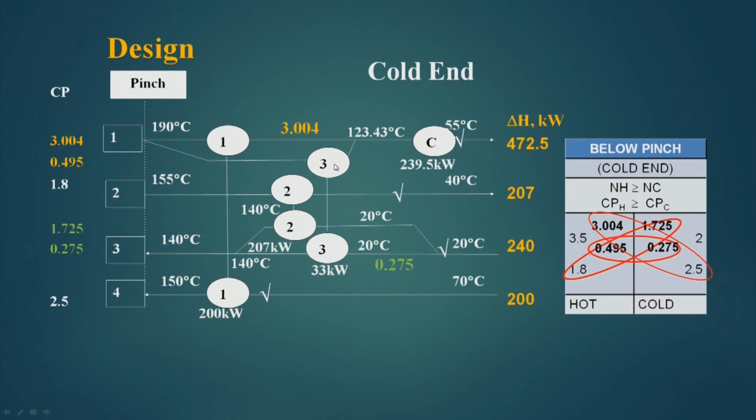and the heat which is with this stream is 200. So, this 207 plus 33 comes out to be 240 kilowatt. So, 240 kilowatt heat is passed to these two streams, and that is why it is ticked off. So, this is ticked off, this is ticked off, and this is ticked off.